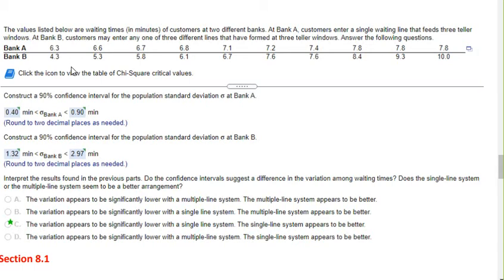How far away you are from beautiful. I wouldn't change a thing. How far you are away from the mean. On average, how spread out your data is.